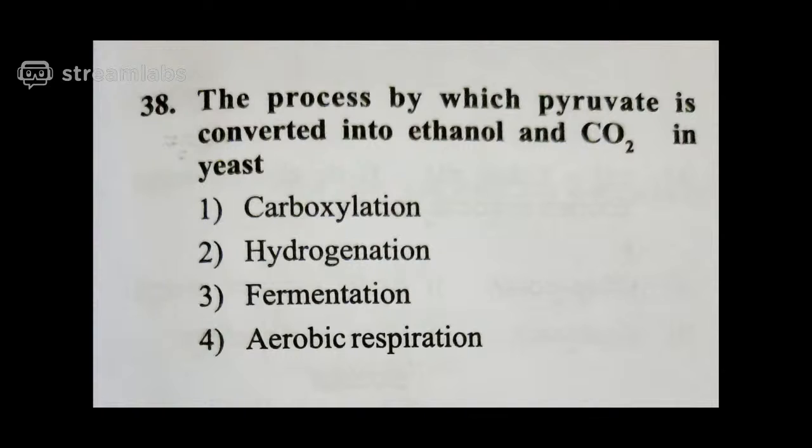Okay, look at the question. The process by which pyruvate is converted into ethanol and carbon dioxide in yeast. Now, when you practice the flow chart on respiration, aerobic and anaerobic respiration, clearly you are going to represent what is the process there, right? Now tell me, what is the process involved here?